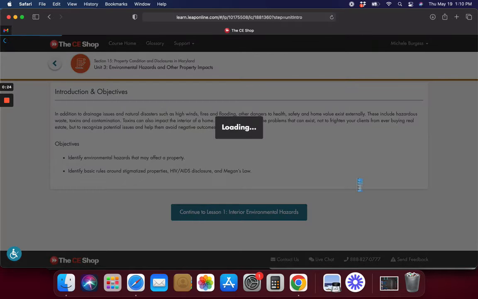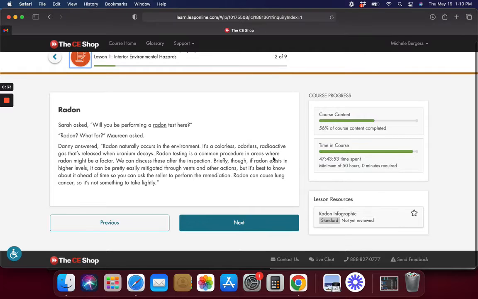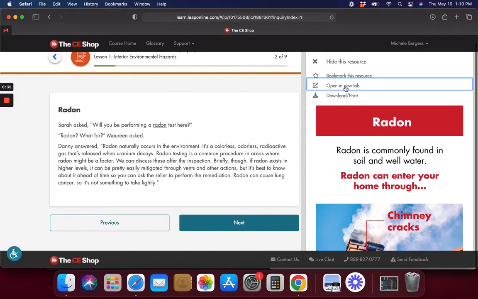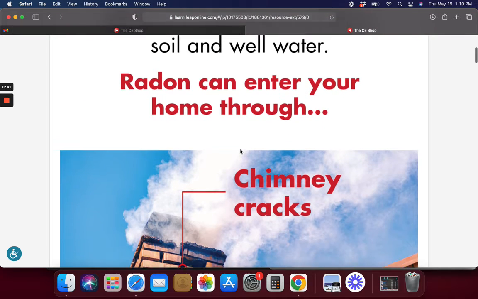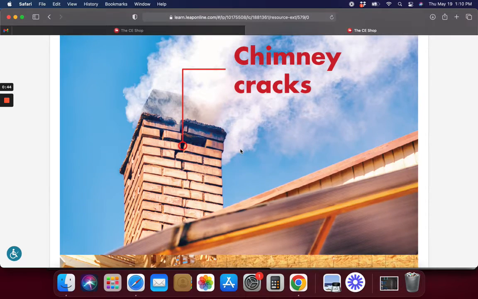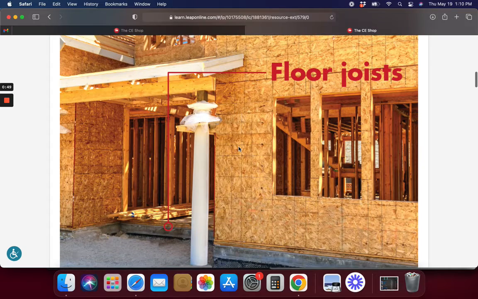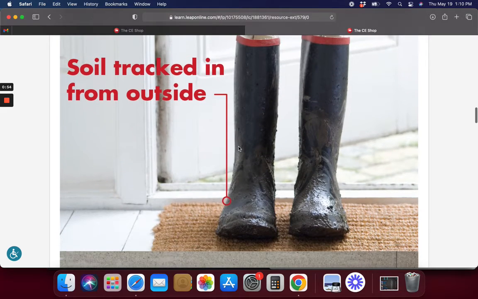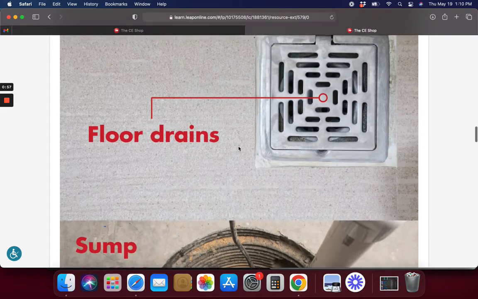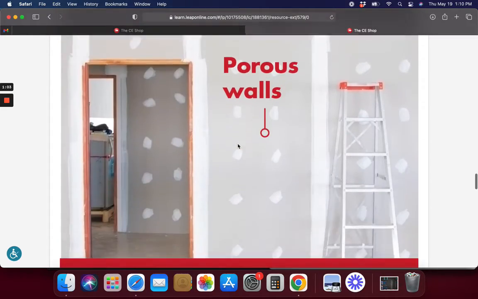Alright, so some of the interior environmental hazards that we need to look at as a future realtor, or radon. Okay, let's look at radon. It's commonly in soil and well water, and it can enter the home through chimney cracks. So if this person has a chimney crack, that could be floor joists, could enter through water, soil tracked in from outside, floor drains, sump pumps, cracks in the concrete, porous water.